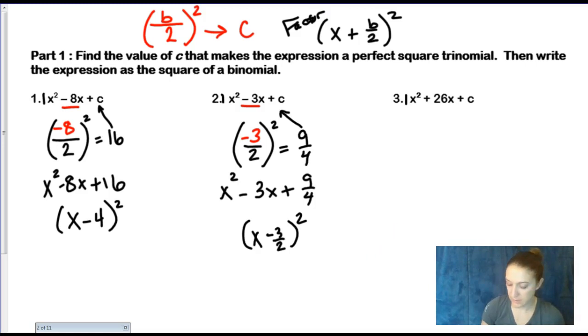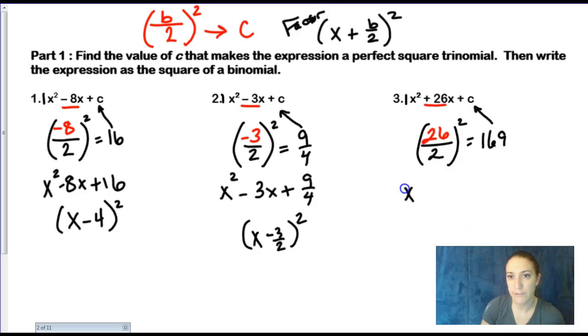So this next one, same idea. Our middle term b is 26, positive 26 this time. So 26 cut in half, which is 13. And then we square that. I think we get 169. So that is the value for c that'll make this a perfect trinomial. So my new trinomial is x squared plus 26x plus 169.